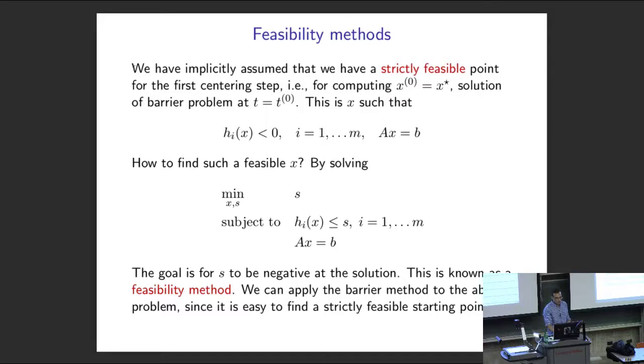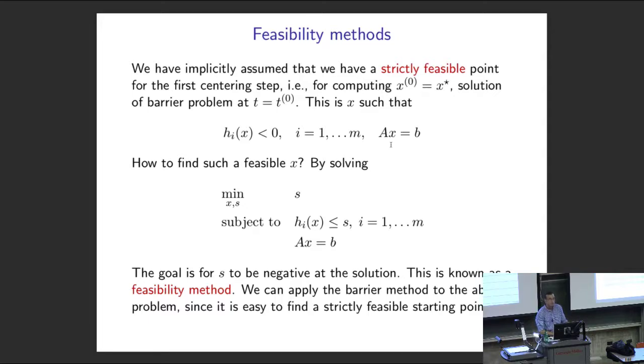So we've implicitly assumed that in running the barrier method, we have a strictly feasible point. Right? We need to start off with a point that satisfies all of the constraints, h_i(x) strictly less than 0, and also Ax equals b. That's not a trivial thing to find. If I give you a bunch of inequality constraints and a linear system of equality constraints, it's not trivial to find a point x that satisfies all of them. But yet we need this to start the barrier method.